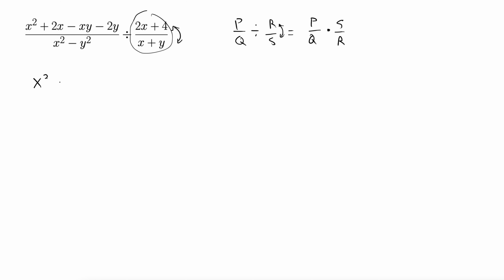We have x squared plus 2x minus xy minus 2y all over x squared minus y squared times x plus y over 2x plus 4. Okay, now we have some factoring to do.